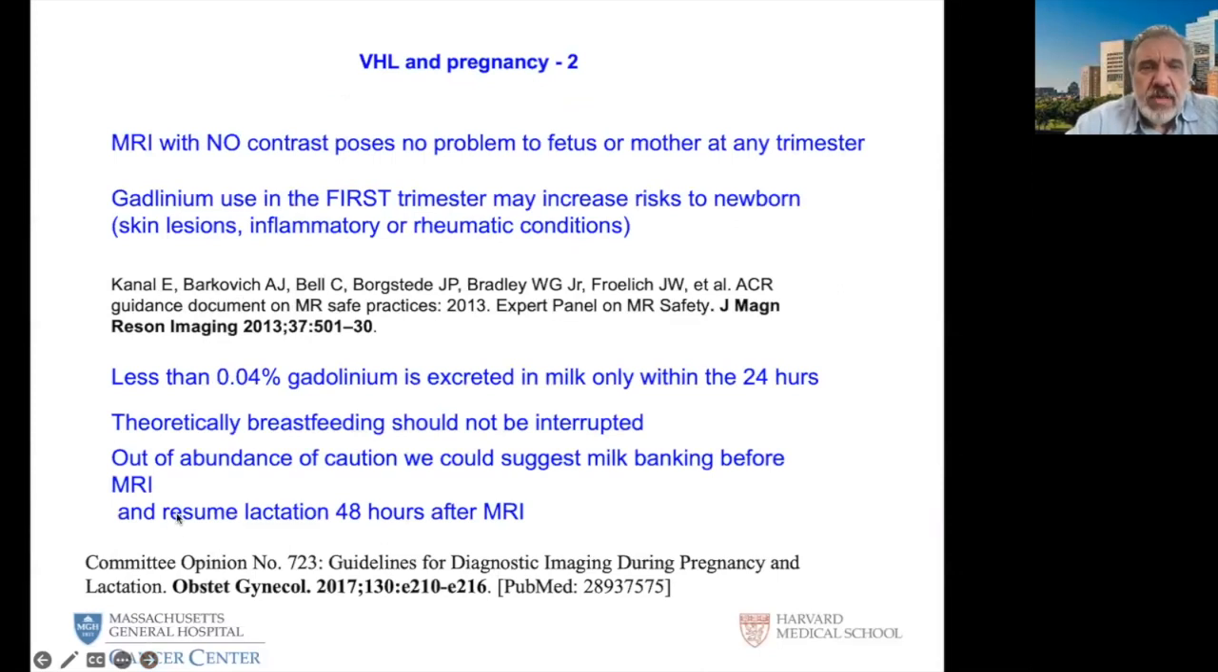How about contrast in MRI and breastfeeding? There is no problem doing MRIs during pregnancy. We avoid doing it in the first trimester, and particularly we avoid injecting any type of gadolinium in the first trimester. But after the first trimester, you can inject gadolinium. The tendency is not to do them during pregnancy unless, of course, you have to.